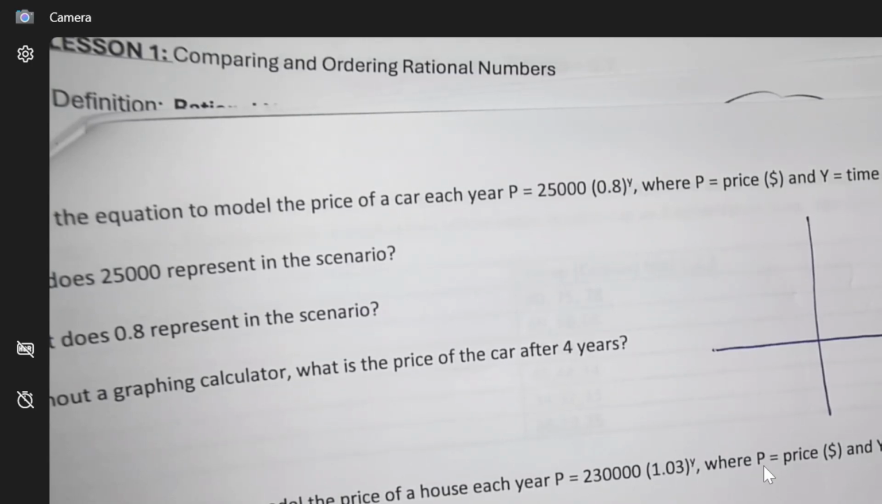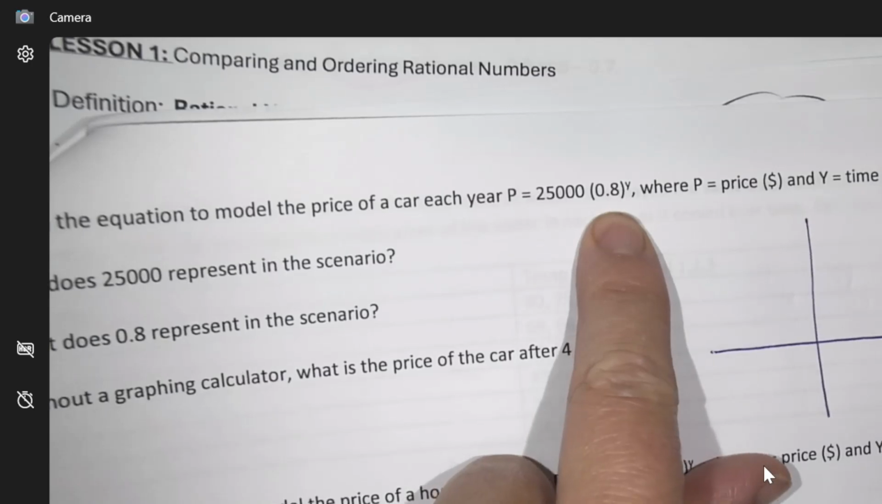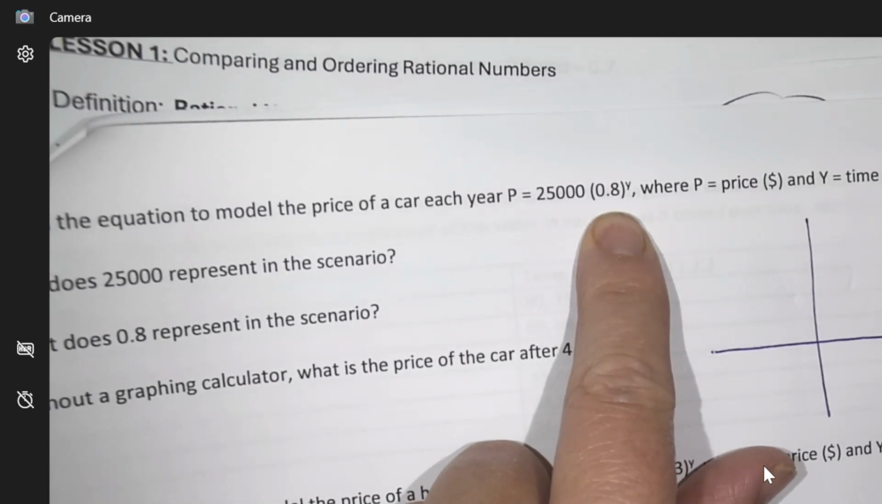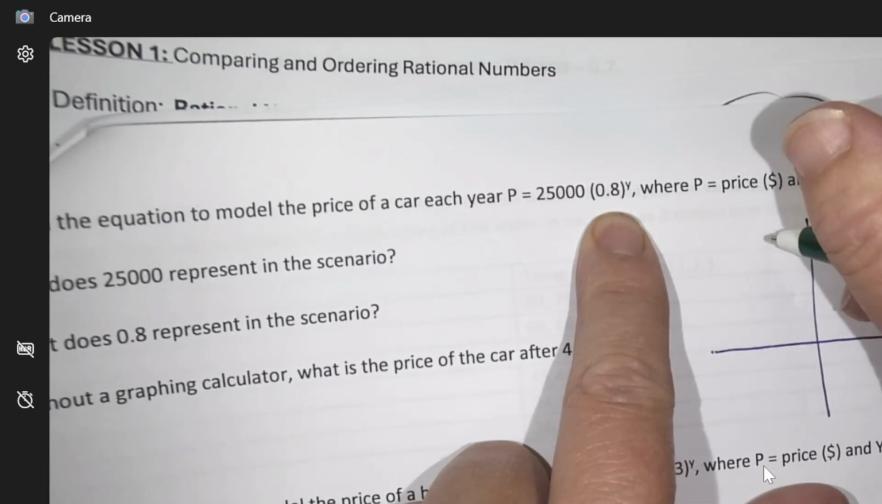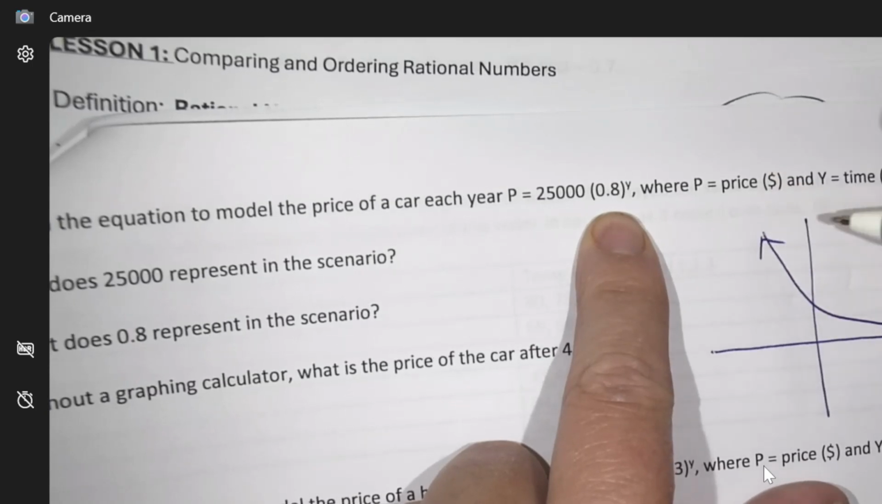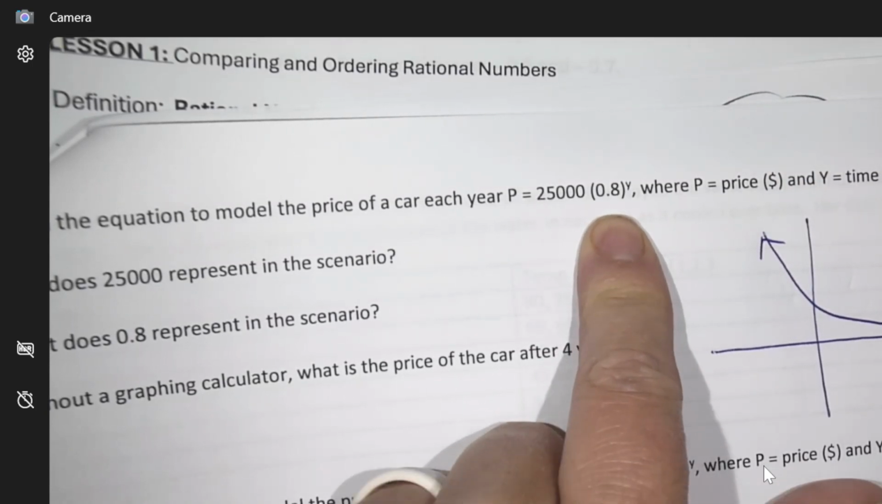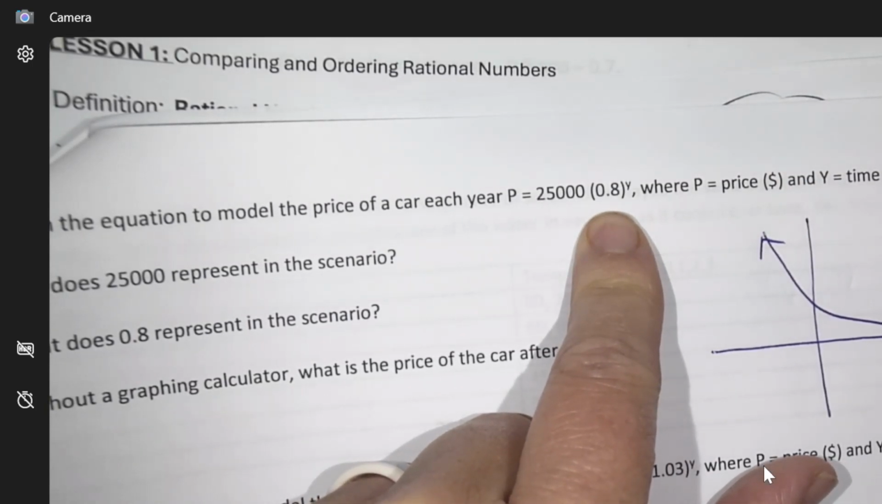Are we increasing or decreasing? We're decreasing. 0.8 is the base. Is that more or less than 1? Decreasing. FYI, your car is going to decrease in value every year, by the way, right? That you own it.